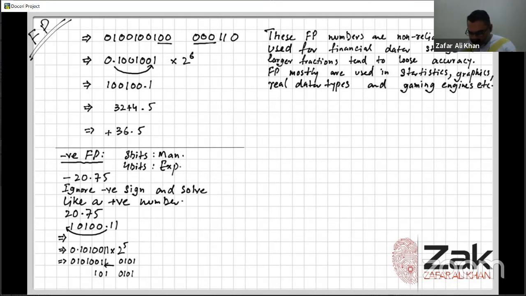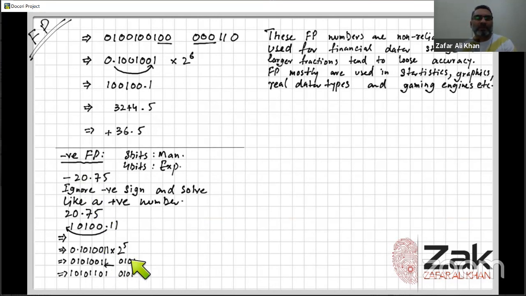So 1 becomes 0, 0 becomes 1, 0 becomes 1, 1 becomes 0, 0 becomes 1, 1 becomes 0, and 0 becomes 1. So this is negative 20.75. Remember, if we are given a number that is negative, we solve it like a positive number.